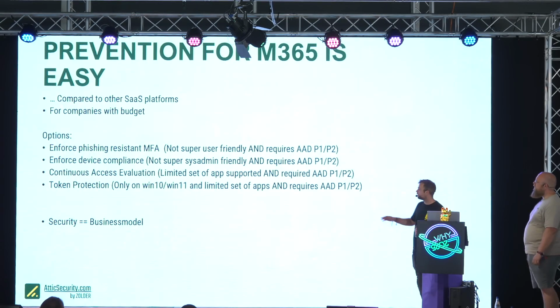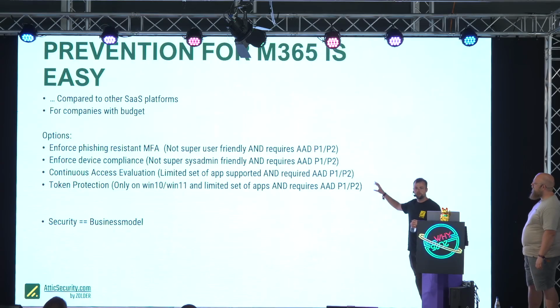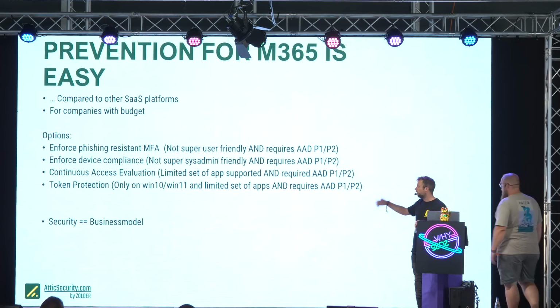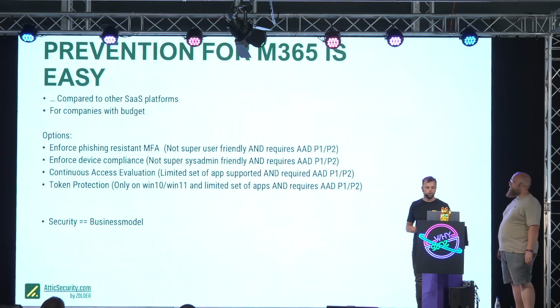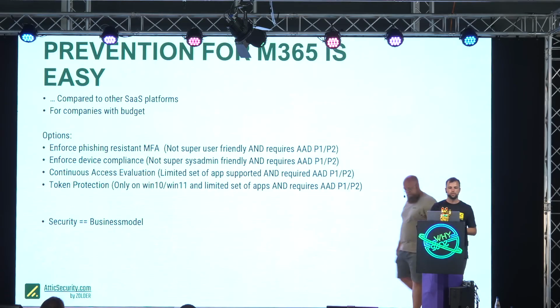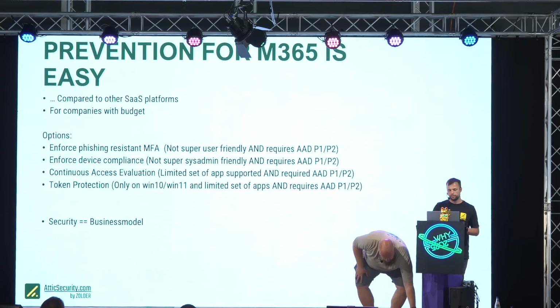An interesting part is that, as you can see, all those advanced security protections, which are required to protect you against AiTM, are in the business model, because you require Entra ID P1 or P2, which is pretty interesting because I think it should be in the basic version as well.